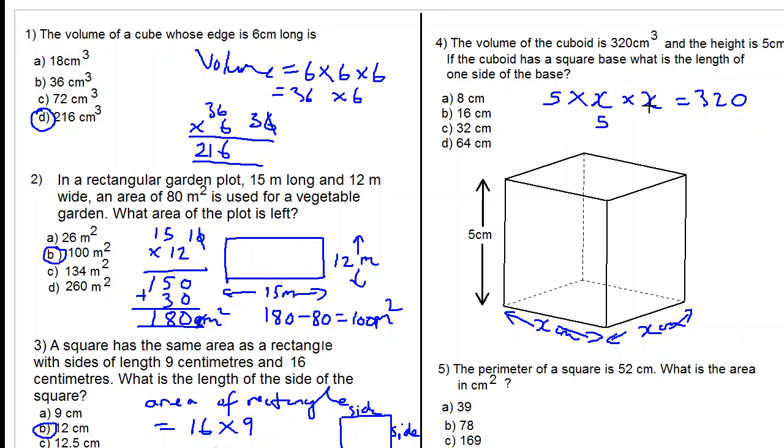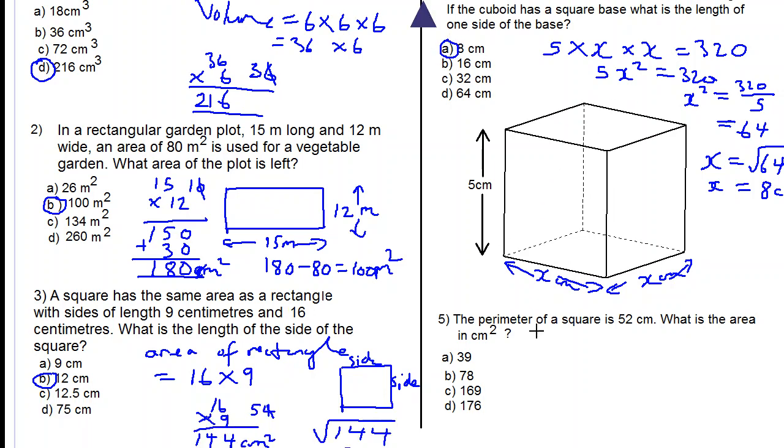So I can say 5 times x squared will give us 320 cm cubed. So 5x squared is 320. Let's divide both sides by 5 to solve this equation. x squared is equal to 320 divided by 5. 5 into 30 is 6, 5 into 20 is 4. So we get 64. But we want to find x, so we have to do the opposite of square. We have to square root both sides, and we get 8 cm. So x will be 8 centimeters. This is the missing length that we were asked to find. Our answer is A.